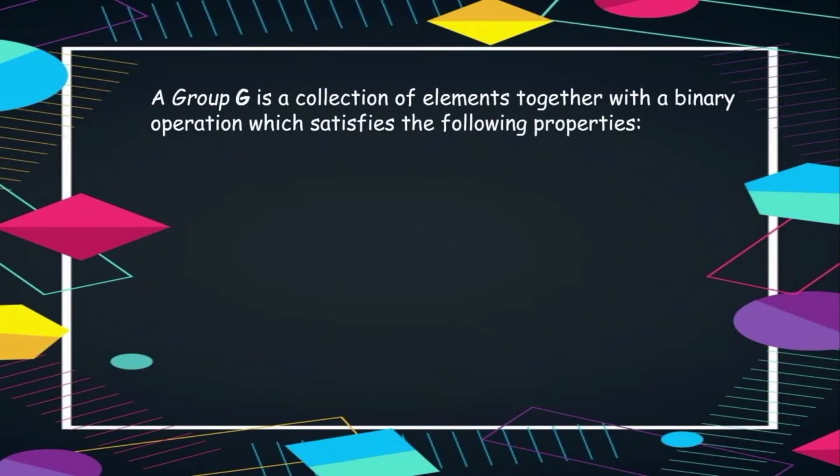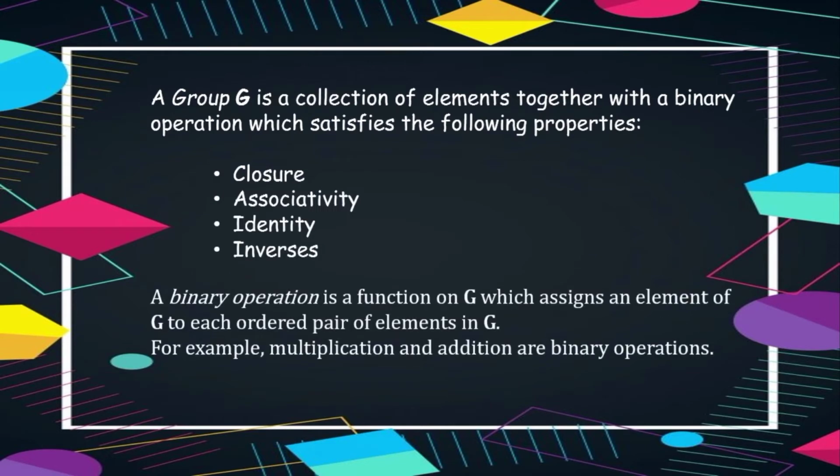A group G is a collection of elements together with a binary operation which satisfy the following properties: closure, associativity, identity, inverses. A binary operation is a function in G which assigns an element of G to each ordered pair of elements in G. For example, multiplication and addition are binary operations.